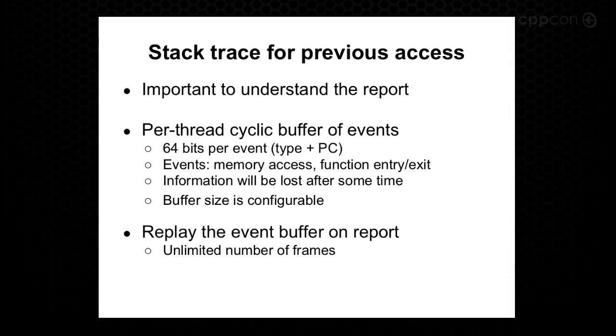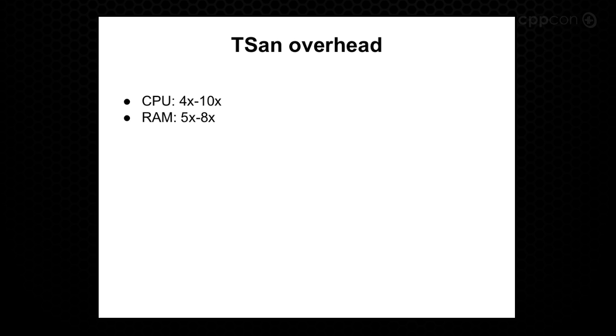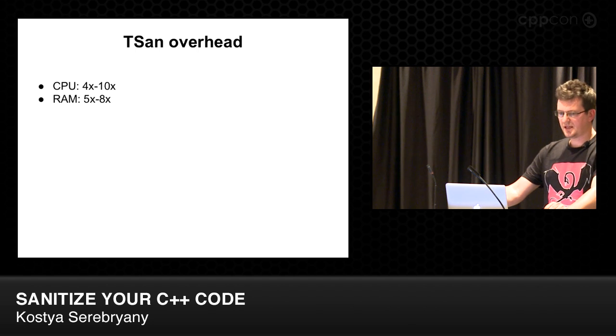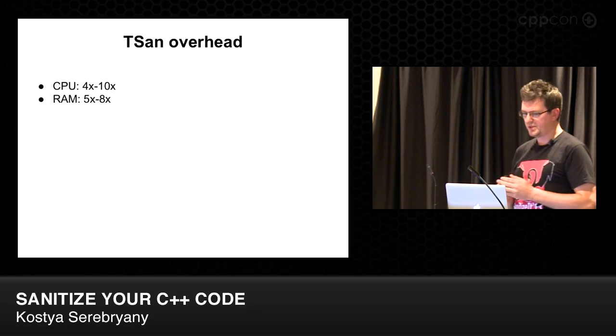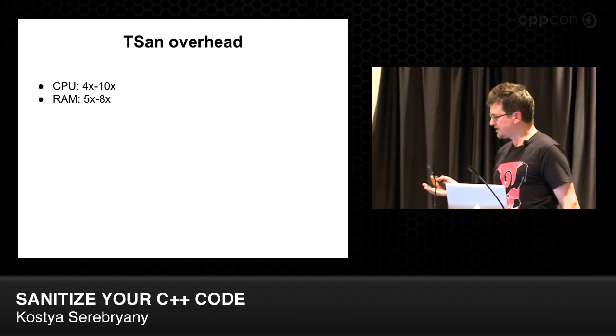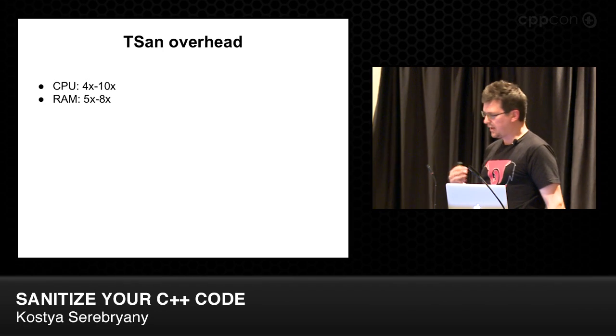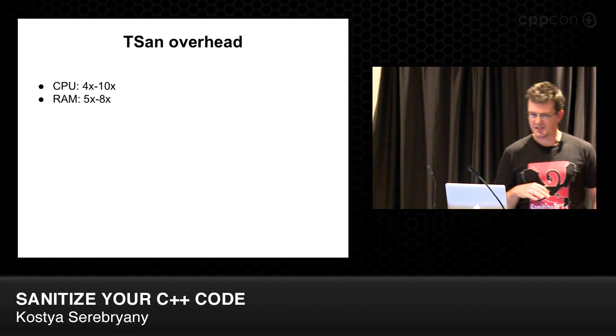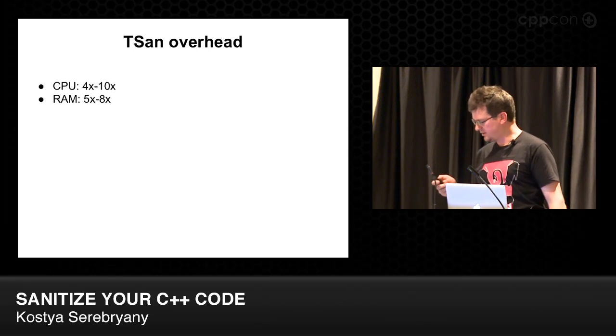The ThreadSanitizer tool is much more expensive because the problem we're trying to solve is much more complex. Still, it has quite moderate overheads. On CPU, we typically see from 4 to 10x slowdown, and memory overhead is sometimes 5, sometimes up to 8 times.